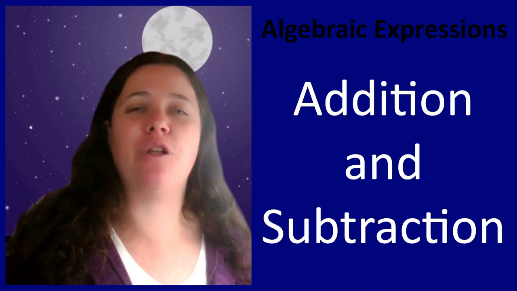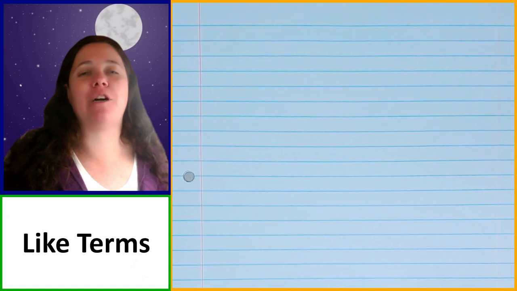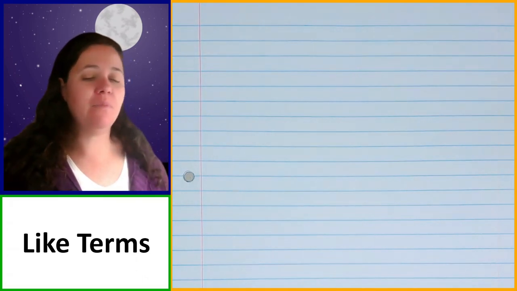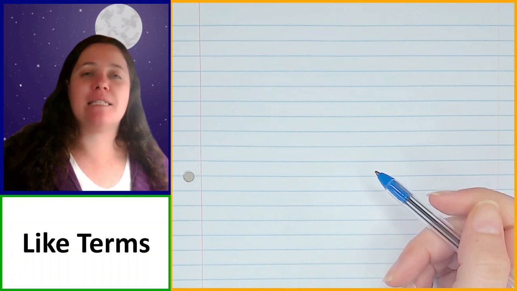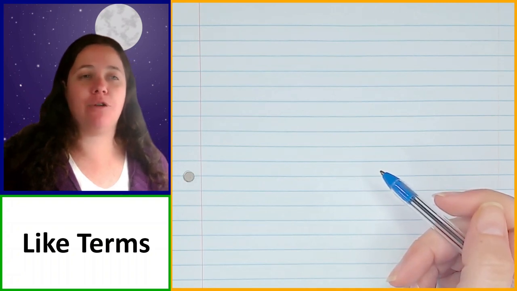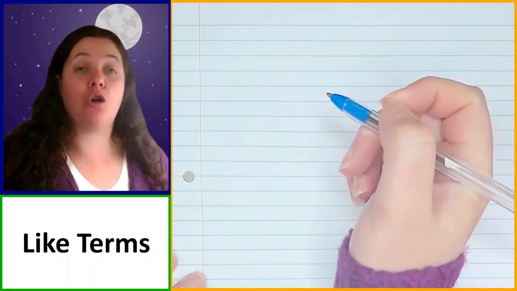Hi, today we're going to be learning about addition and subtraction with algebraic expressions. But first we need to learn about like terms. Like terms are terms that have exactly the same variables and exponents. The only thing that can be different with like terms is the coefficient.